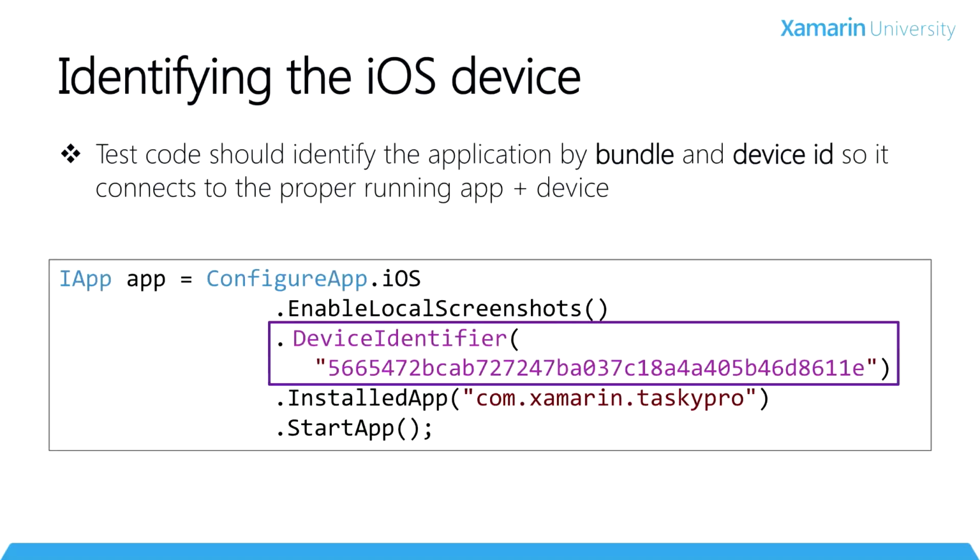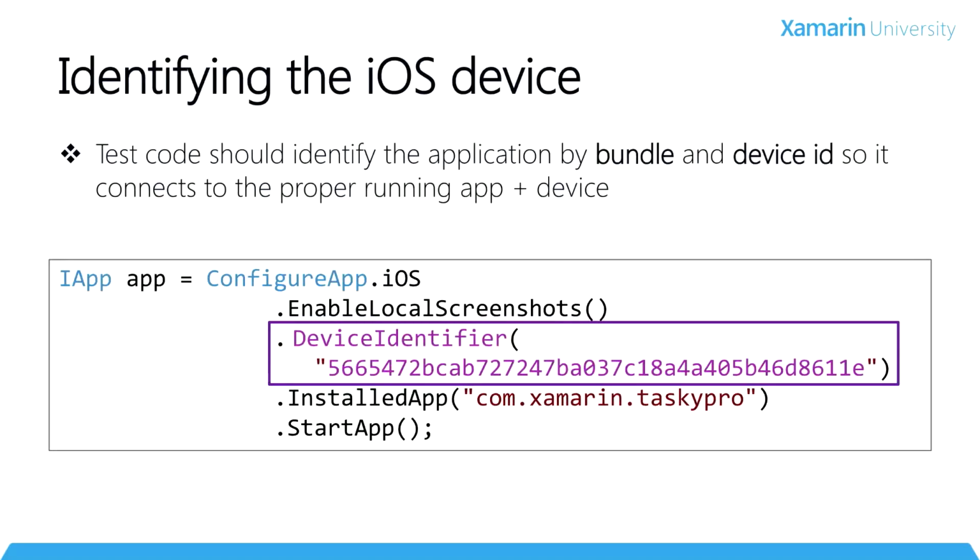The best approach is to use the unique device identifier. You can see it highlighted here. Each device and simulator has a unique identifier assigned to it. Devices that are plugged in are assigned the identifier when you plug them in, so be aware that it might change if you disconnect and reconnect the device.